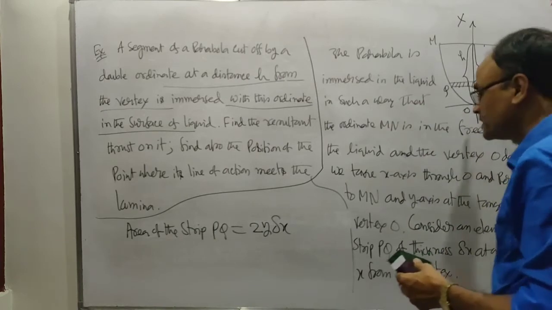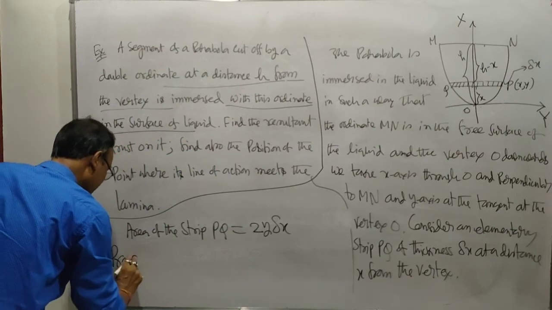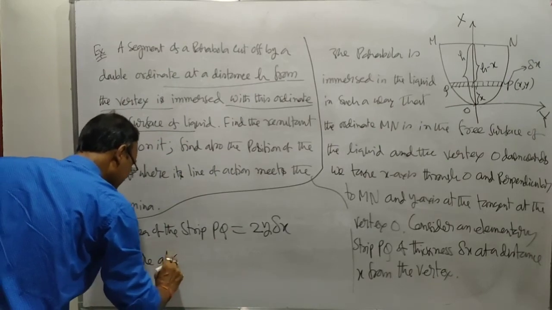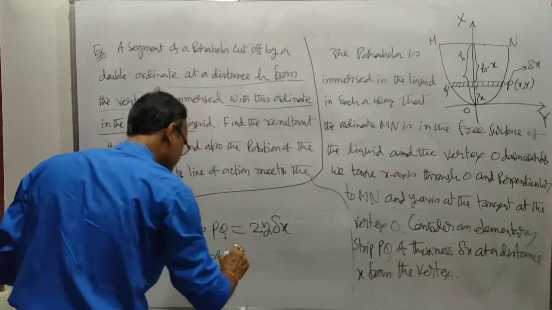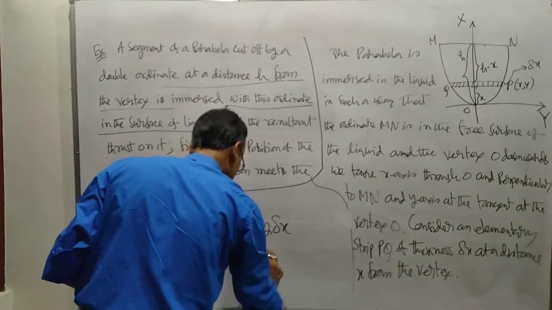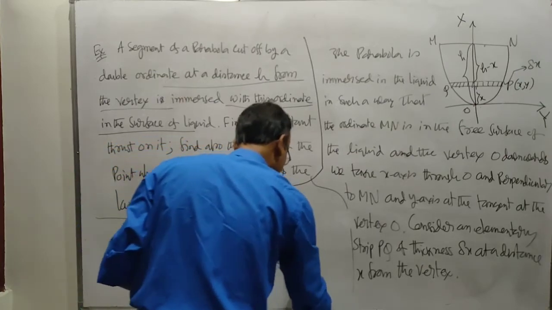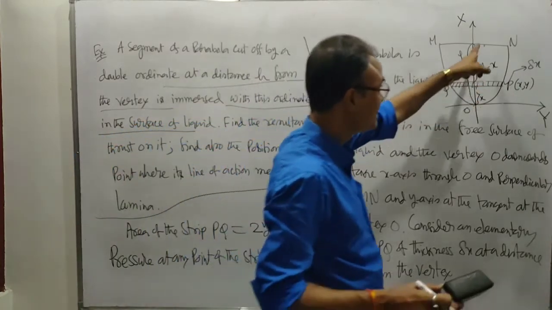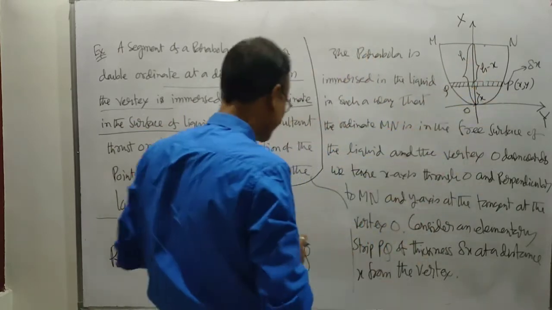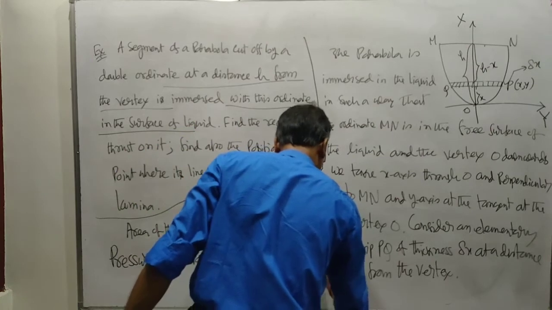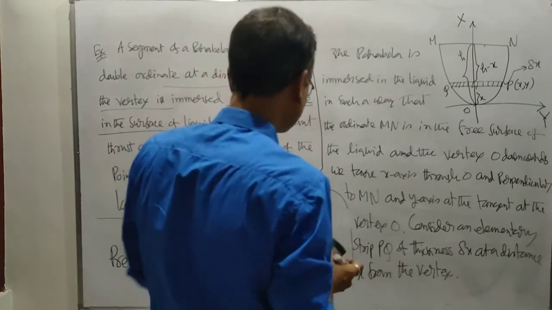Pressure at any point of the strip PQ is equal to rho g times the distance from the effective surface, which is h minus x. So the pressure is rho g (h minus x).